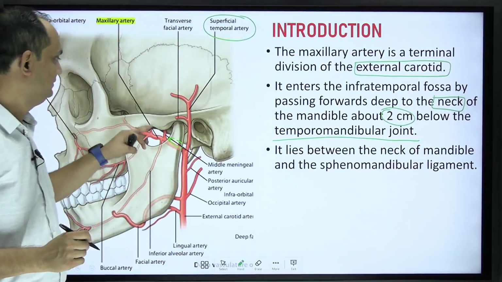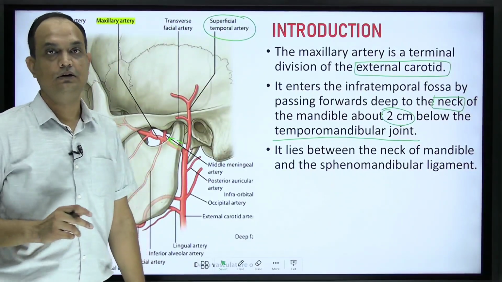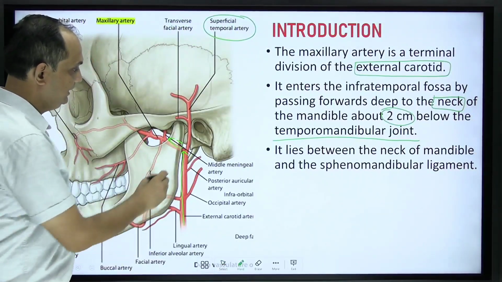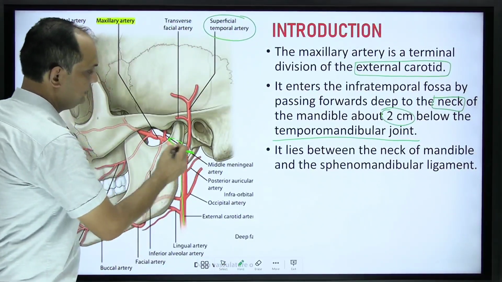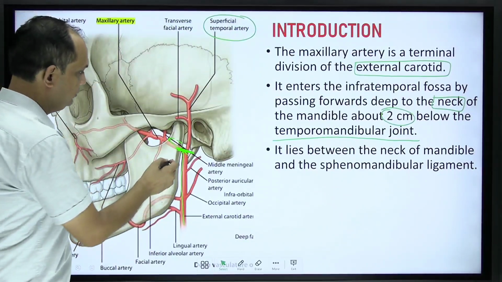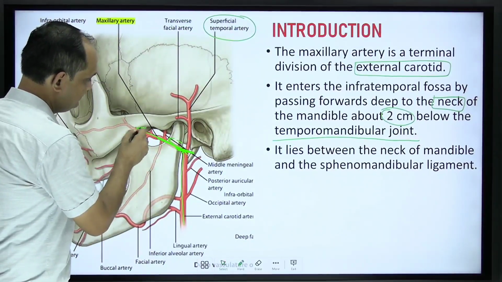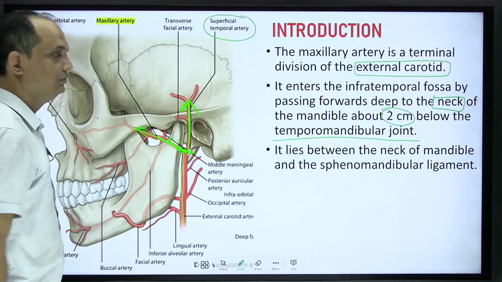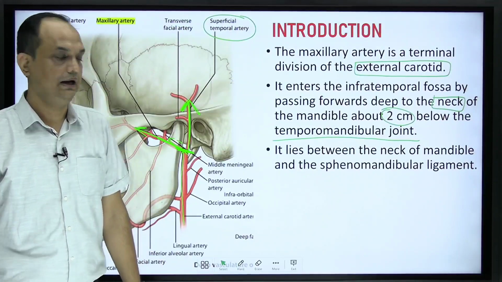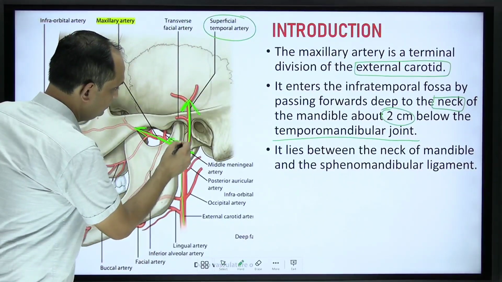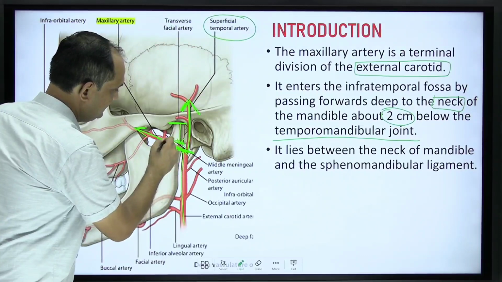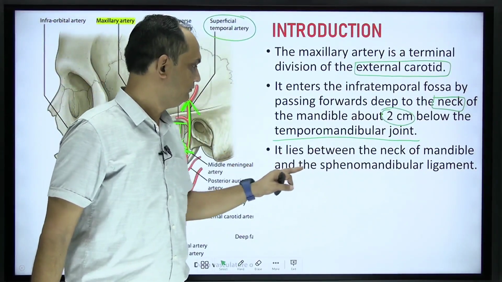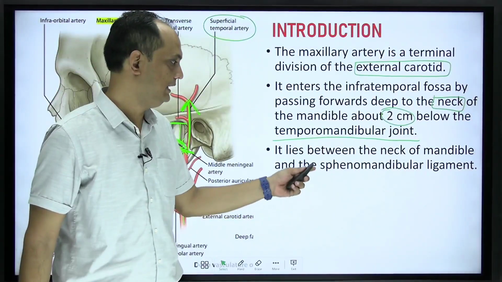So when you see the arrangement of the arteries, you have to understand that the external carotid artery, when it ascends, will terminate at this point. After that, the external carotid is no more. Now you have the maxillary artery, which is one of its horizontal branches, and this is its vertical branch, known as the superficial temporal artery. And what level is it? It is around 2 centimeter below the TM joint, and this is the area of the neck of the mandible. It lies between the neck of the mandible and the sphenomandibular ligament.